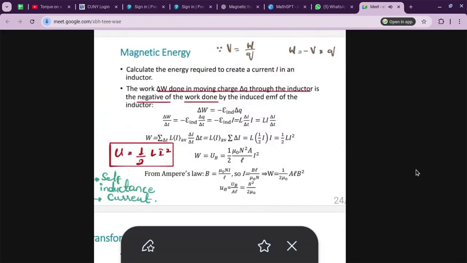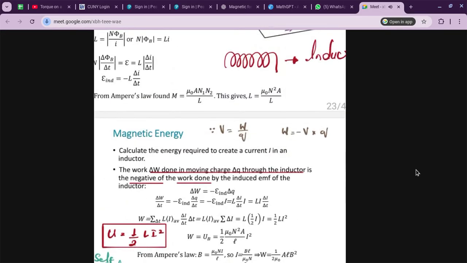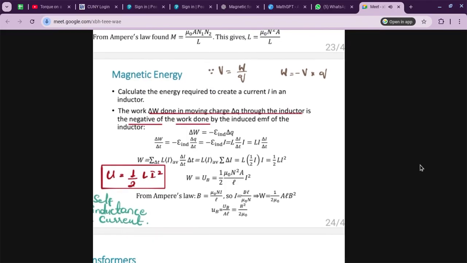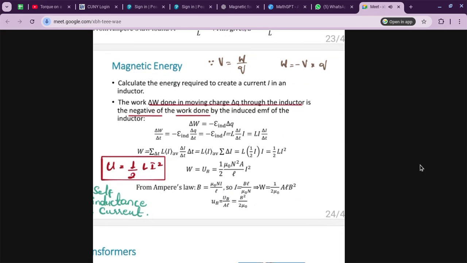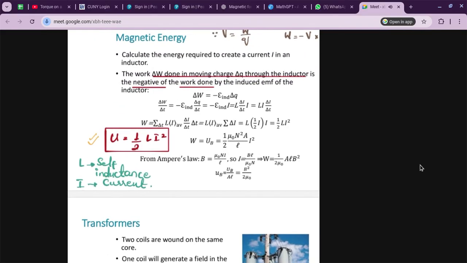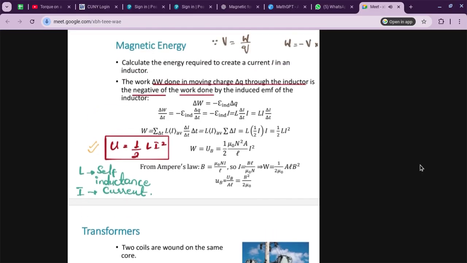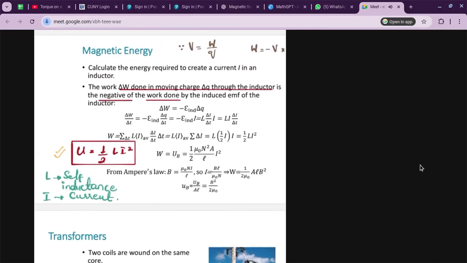Now, if you put the value of L over here, you get the answer just like that: half mu naught n square A over l into I square. But you have to remember this formula, because most of the questions will be asked according to this formula.